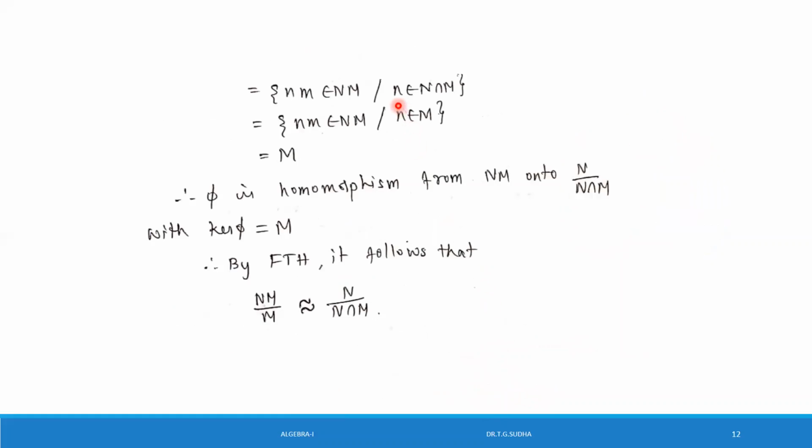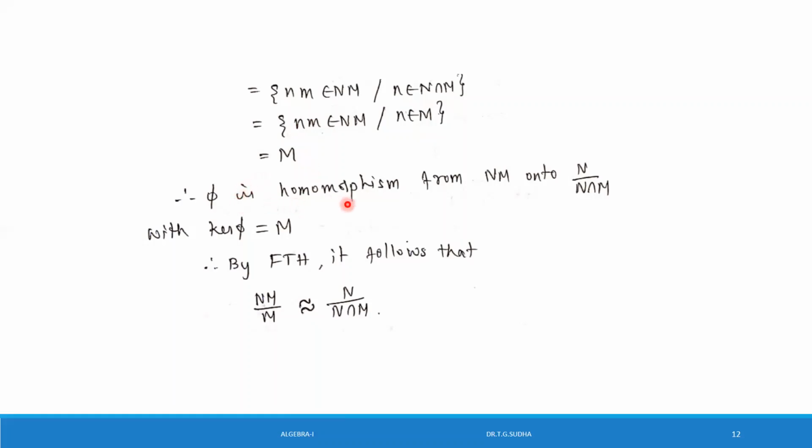Now, this n belongs to N intersection M implies that this n belongs to both the sets N and M. Let us consider this n belongs to M. So, m belongs to M and n belongs to M. Therefore, both n and m will belong to M. Therefore, this gives us the set M. So, kernel of phi is the set M, that is the normal subgroup M.